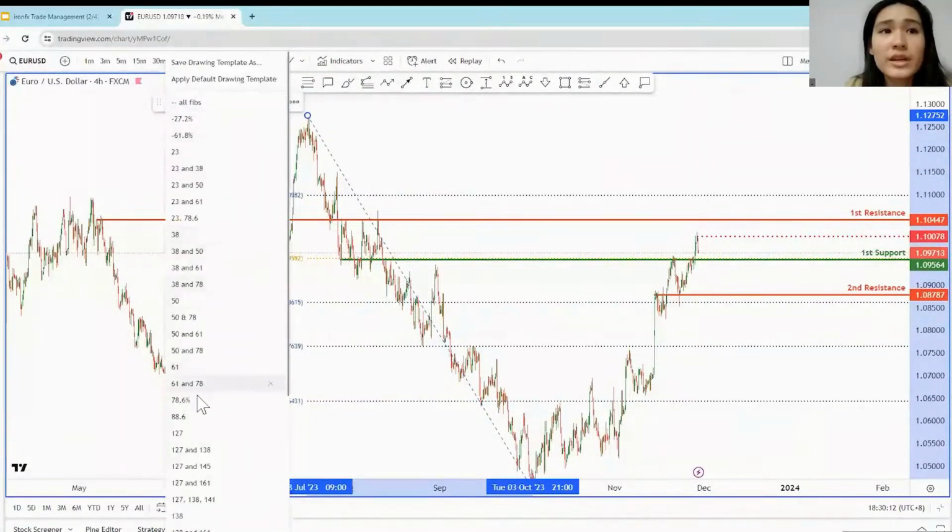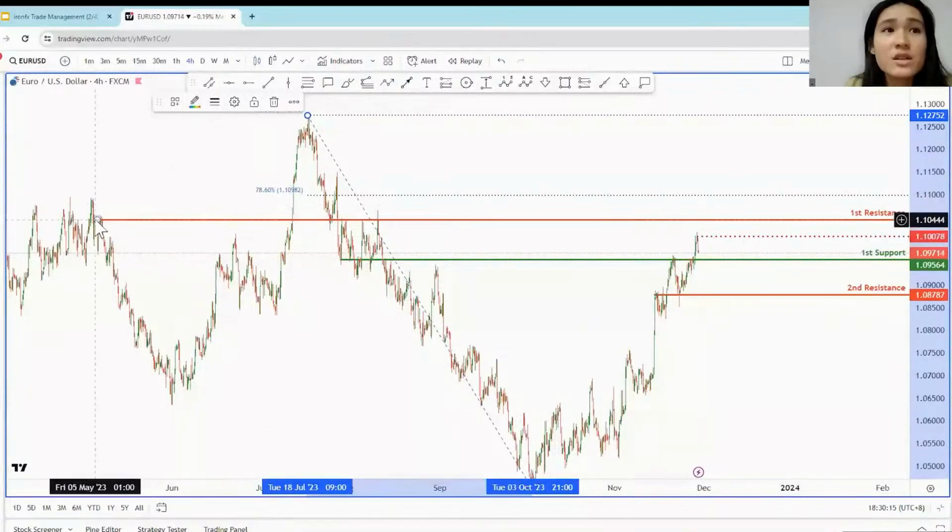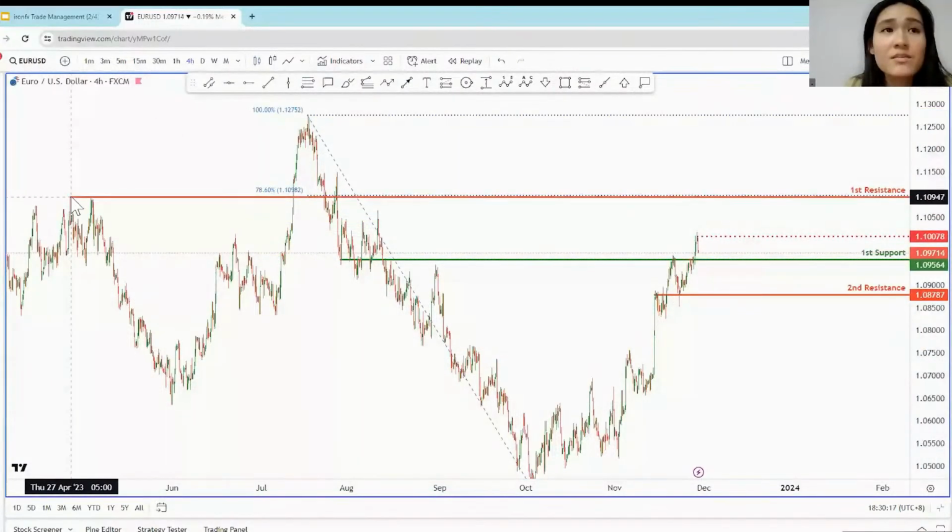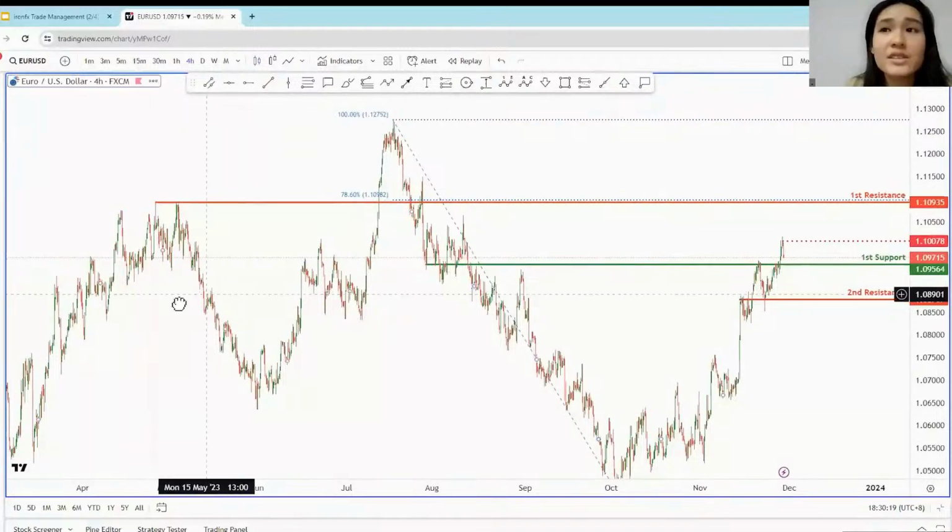I might just keep the 78 for reference. So we can place it here instead, at these swing highs here.